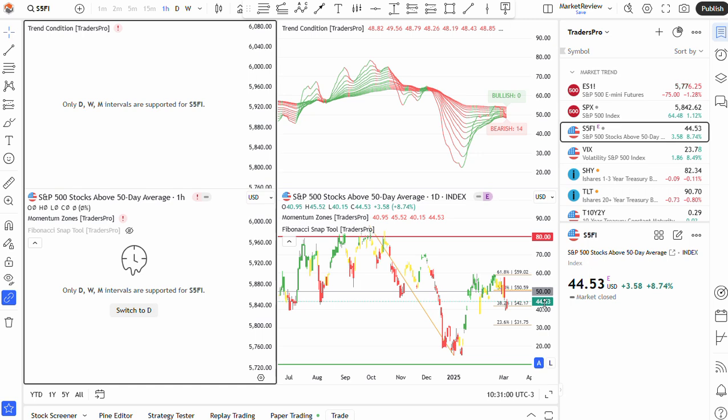Again, that means 44% of stocks in the S&P 500 are trading above the 50-day moving averages. That means 60% are trading below. We've got majority bearish on the trend, and it's compressing and looking like it's wanting to continue this direction.